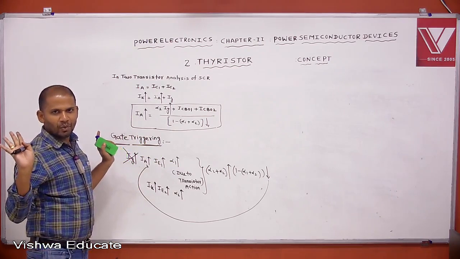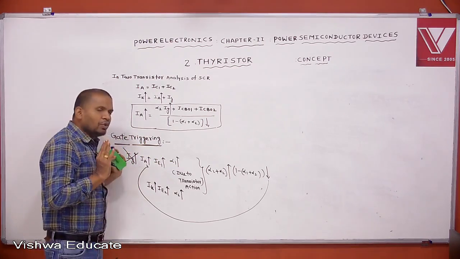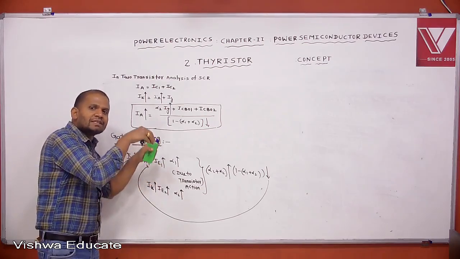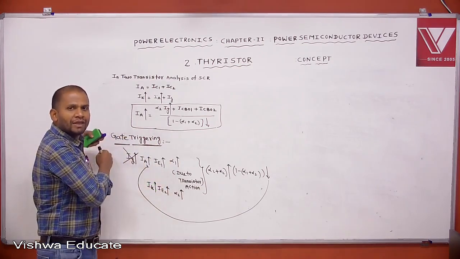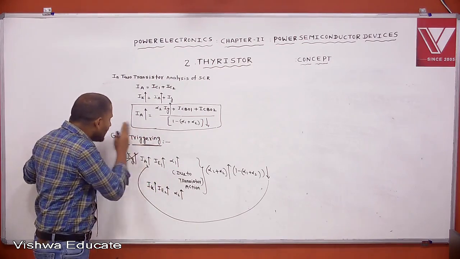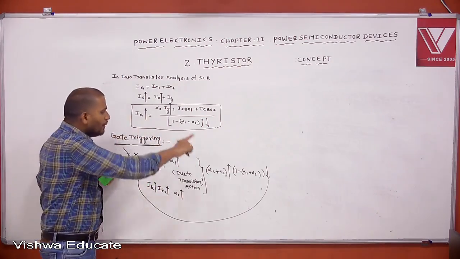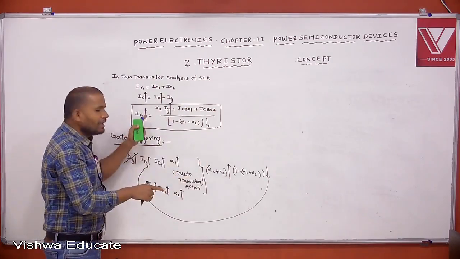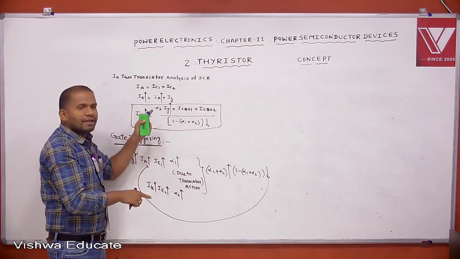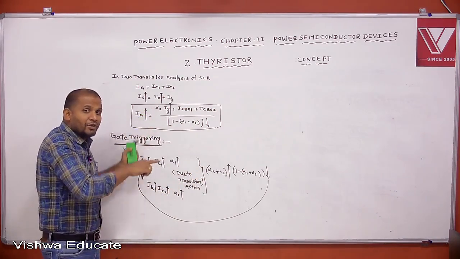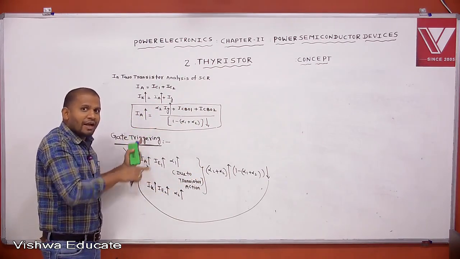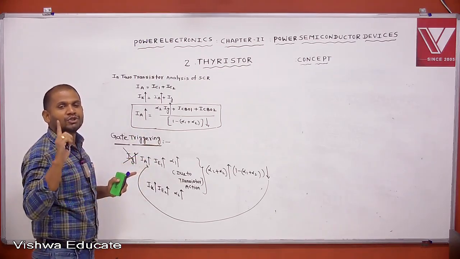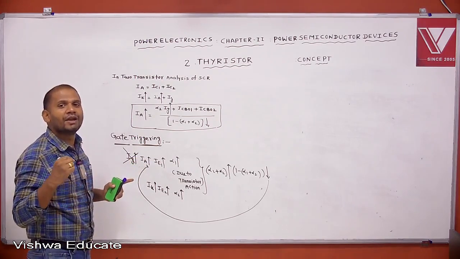The concept is very simple. First, by connecting the gate supply, I am injecting some gate current. Then I will remove the gate supply. Even though the gate supply is removed, IA continuously increases. This reduces, IA increases. This reduces, IA increases. Continuously the output increases. Continuously increasing output means which feedback action? Positive feedback action, or regenerative feedback.